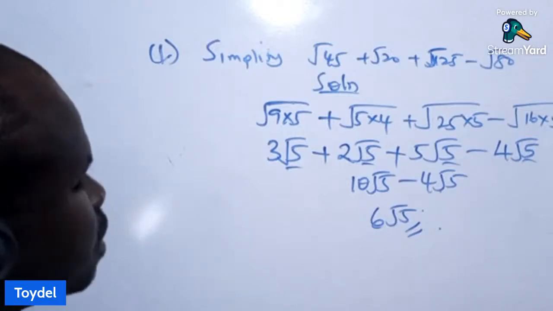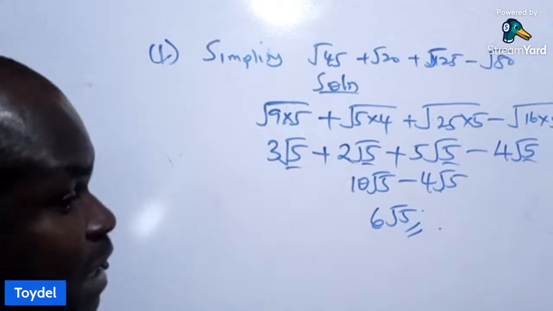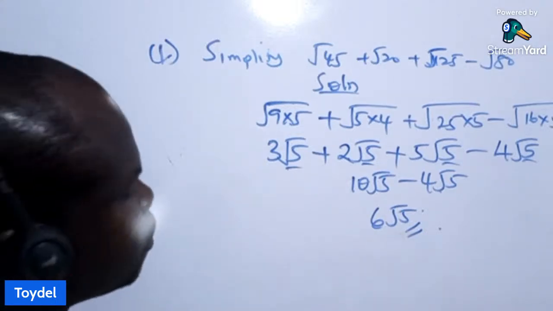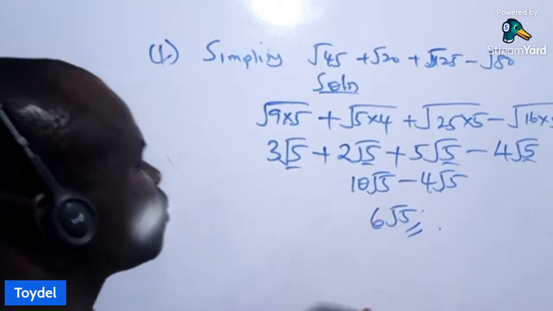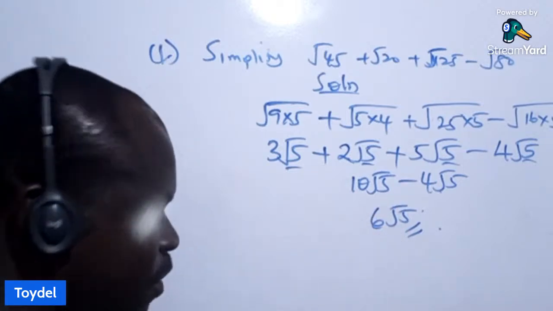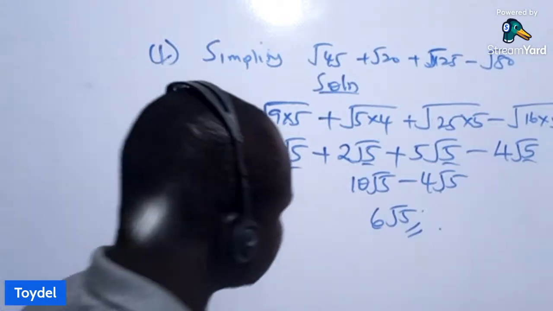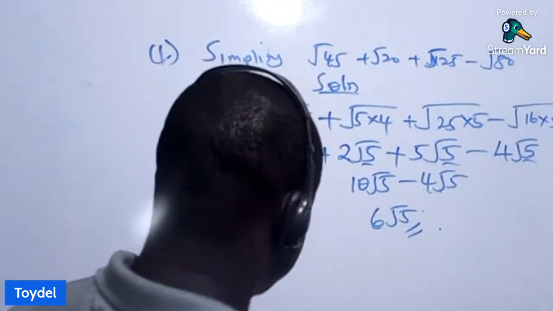In multiple choice questions, you are going to have options like A, B, C, D, and you are expected to pick the correct option. 6 root 5 might be one of the options. They might write 10 root 5, maybe C 4 root 5. One of the options will be the correct answer, but if you know what to do, you are going to get it straight away.